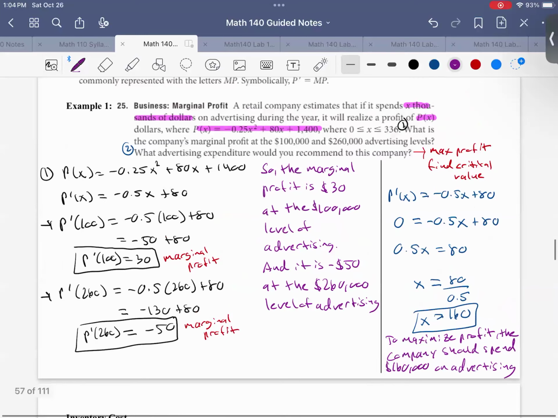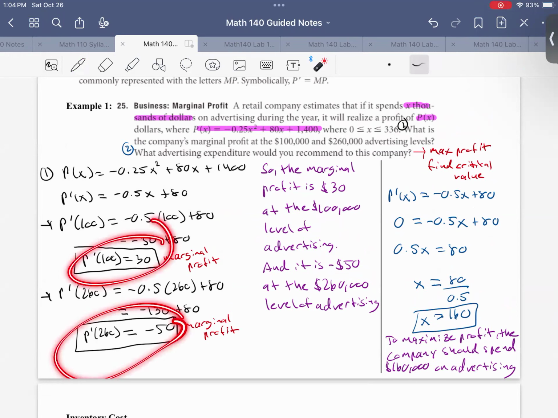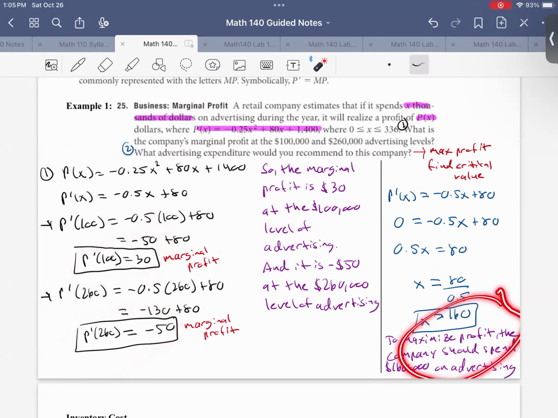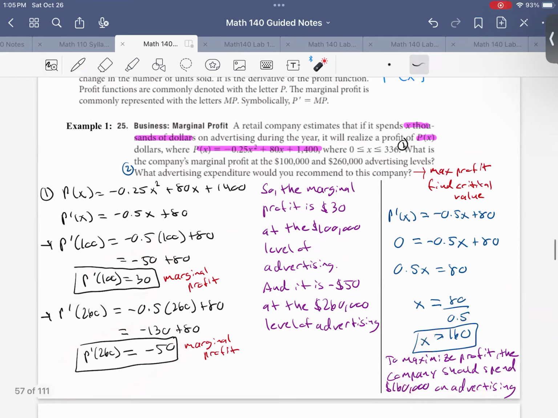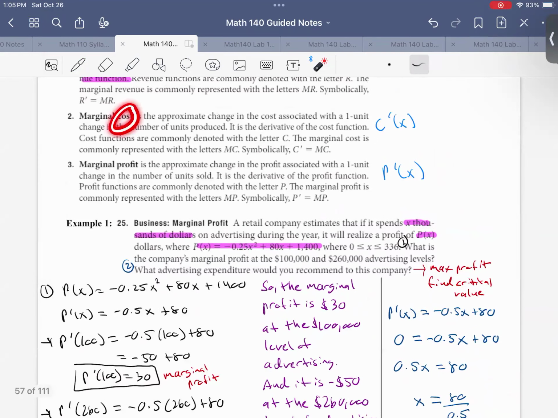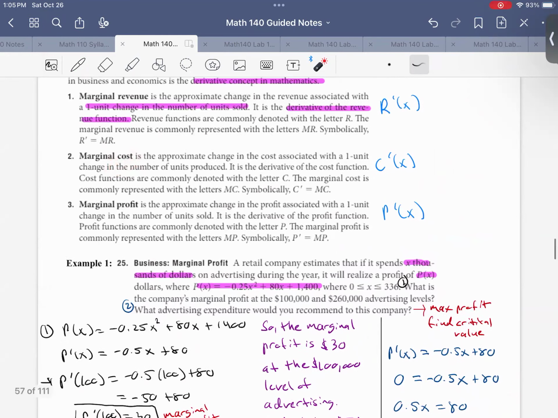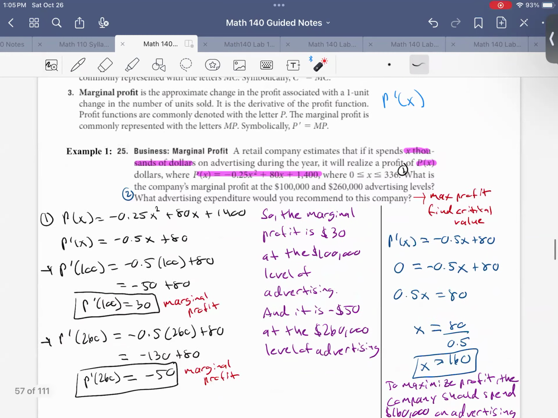So that's how you would apply marginal analysis to profit by seeing where you're making money, where you're losing money, and how to best maximize profit. And these could be applied to any type of cost, what's costing you the most money, and revenue, what's making you the most money. So that's it for this example.